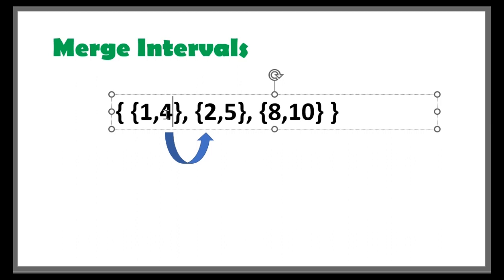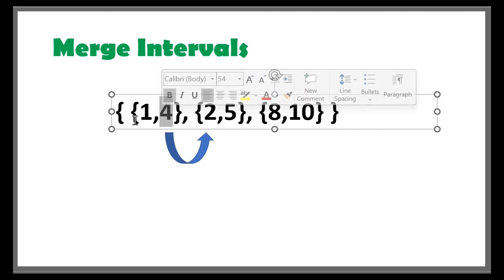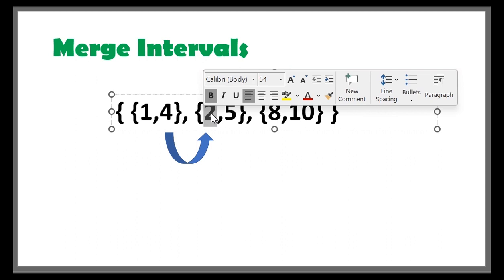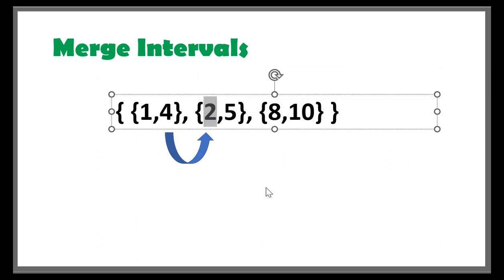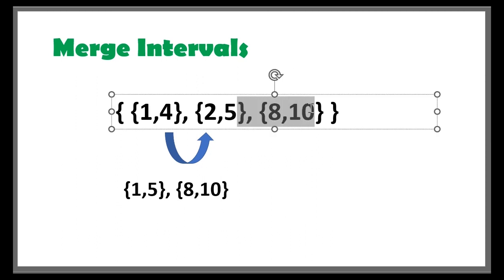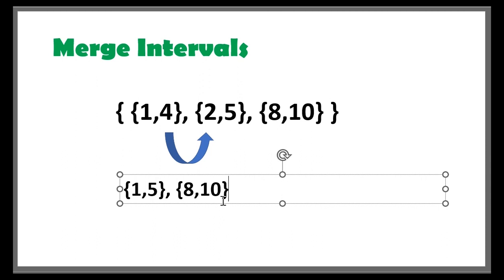If the end element of the first interval is greater than or equal to the first element of the second interval, then we can merge the intervals. Which means we have to check if this value, which is 4, is greater than or equal to 2, only then can we merge both the intervals. So now this interval will be merged, which means the first interval will be from 1 to 5 and the second one will remain as it is. So this is 8 to 10.